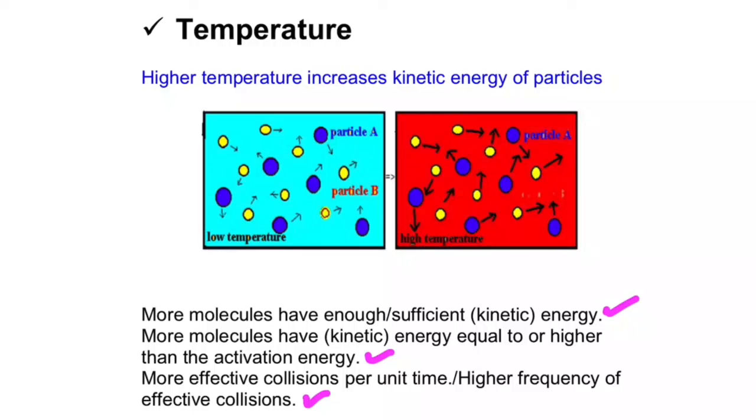Why does it increase? It's these 3 points that you're looking for. More molecules will have sufficient kinetic energy that is equal to or greater than the activation energies, and as a consequence we're going to have more effective collisions per unit time, right? You can see in the diagram provided that when the temperature is low, there isn't a lot of movement, there isn't a lot of kinetic energy in the particles. But when you increase the temperature, there's a lot of movement, there's a lot of collisions, therefore, as a consequence, right? So that is how temperature affects the rate of a reaction.